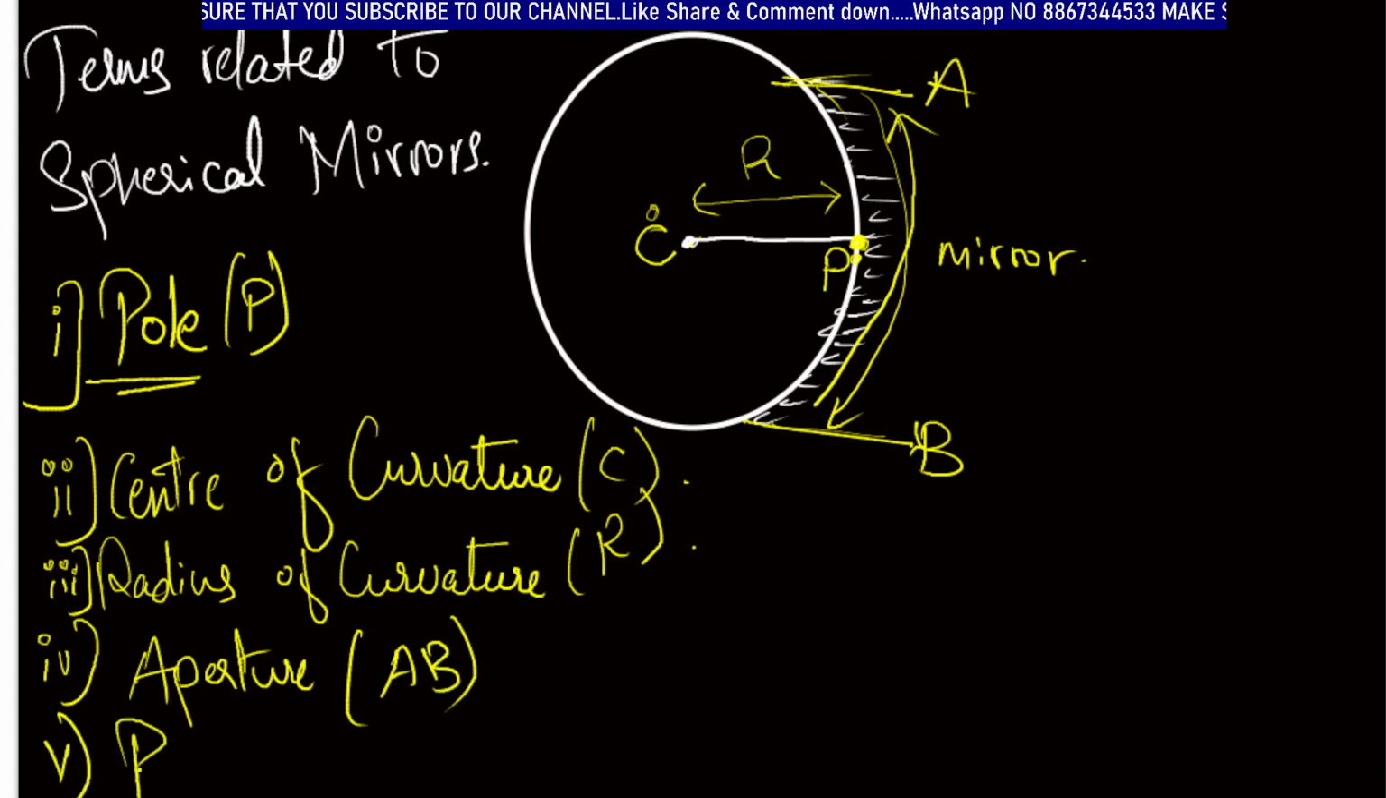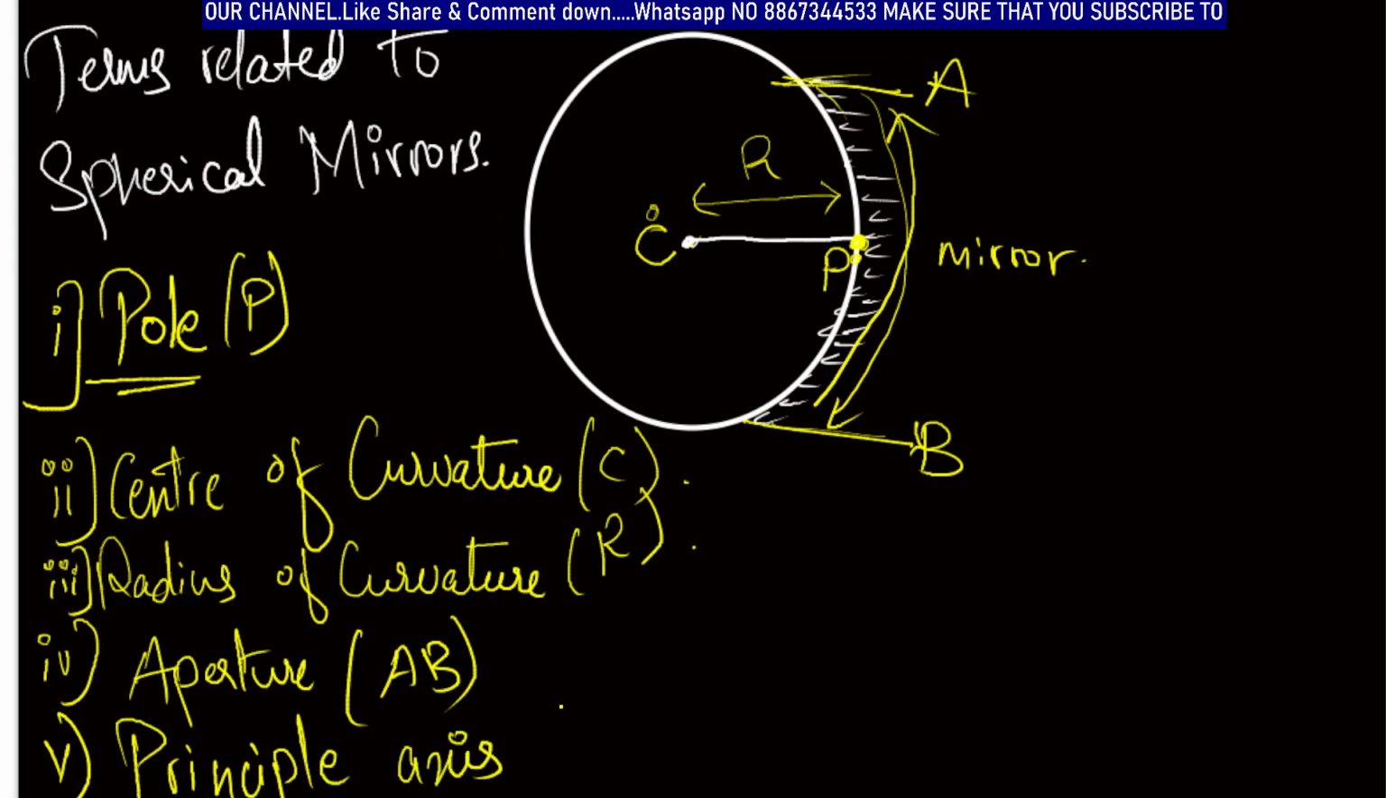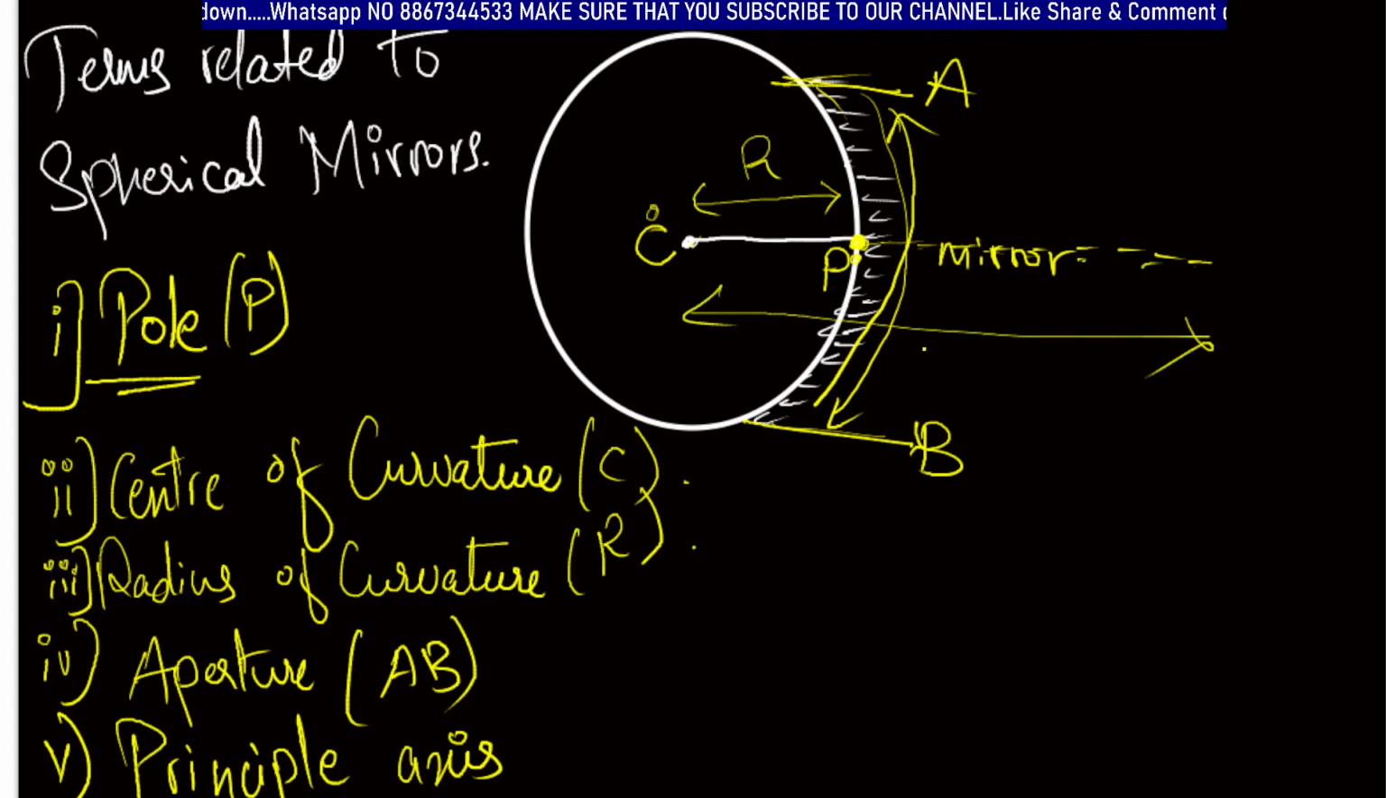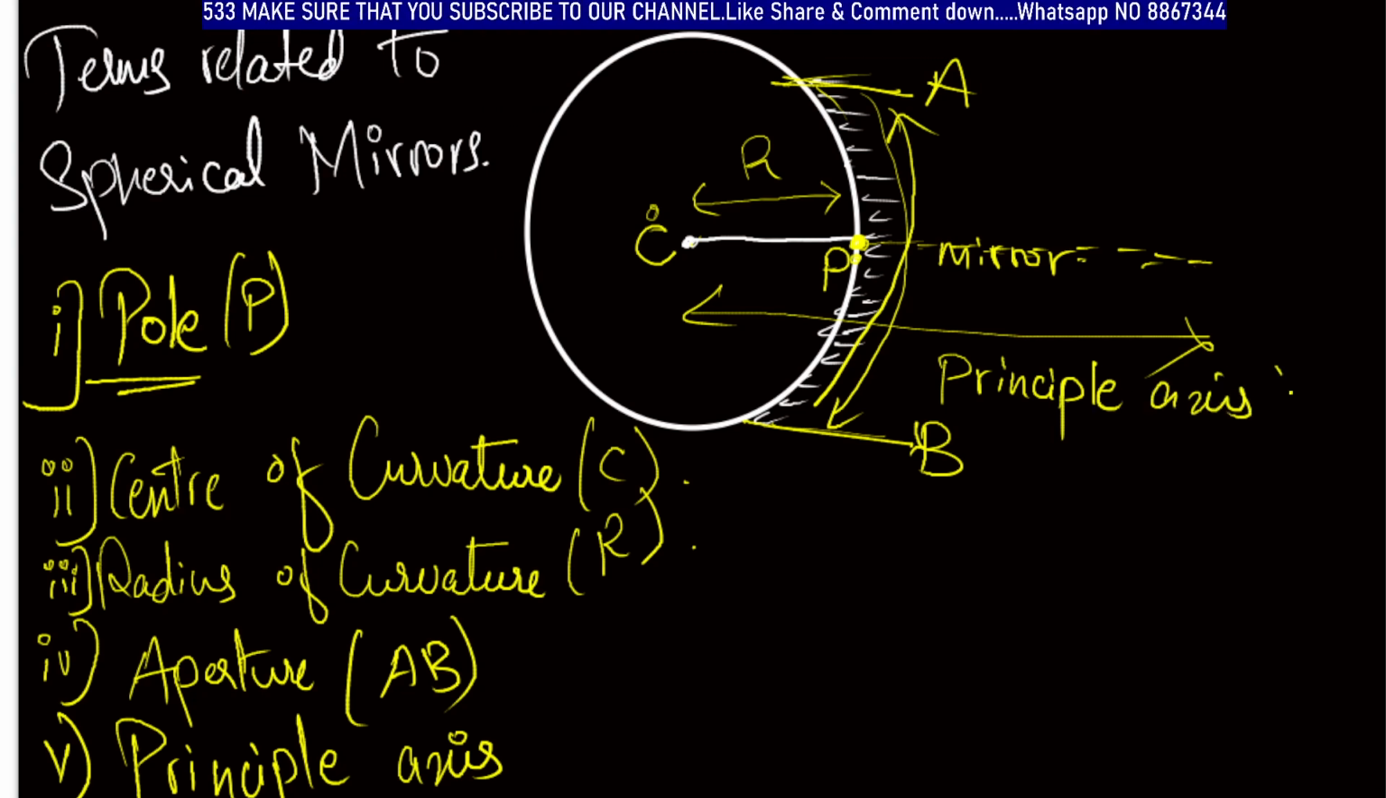The fifth term is principal axis. Principal axis is a line. Concentrate over here. Principal axis is the line connecting the center of curvature and pole when it is extended. Whenever we extend the line between the center of curvature and the pole, this line is called the principal axis.